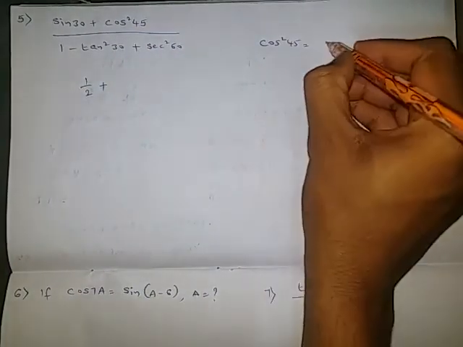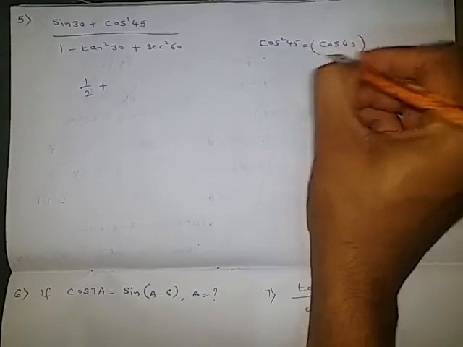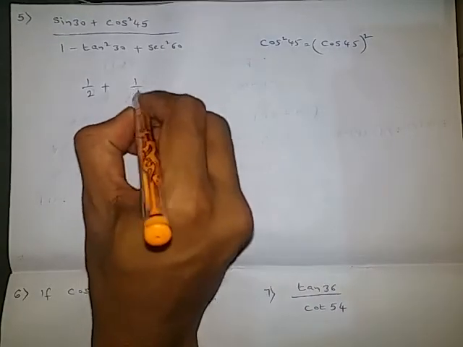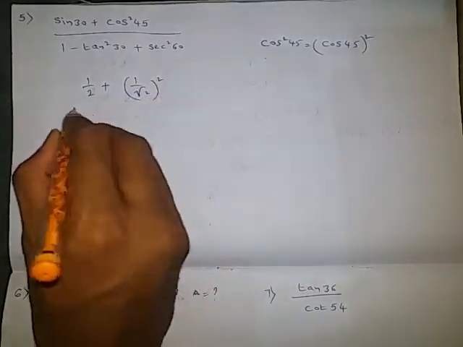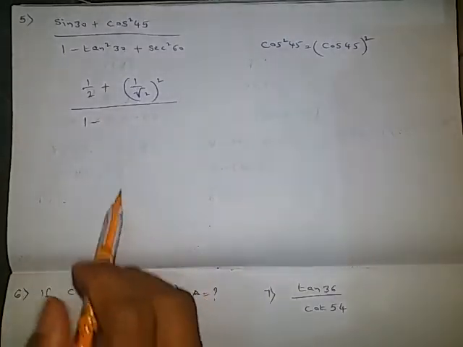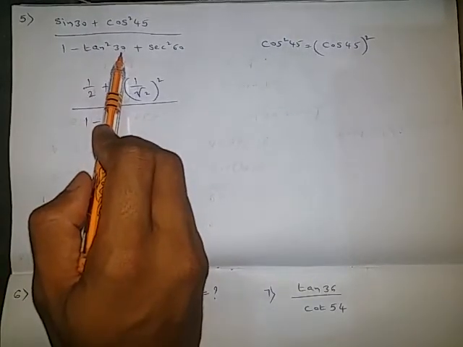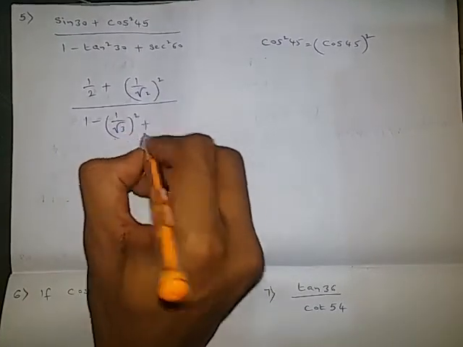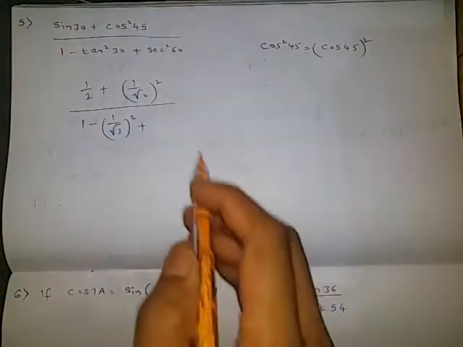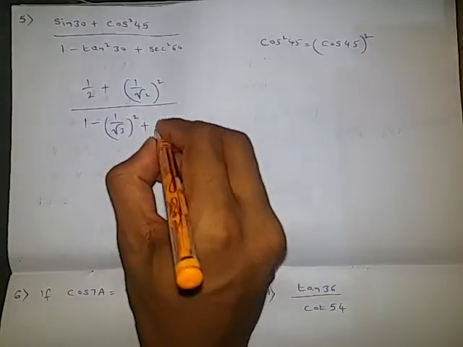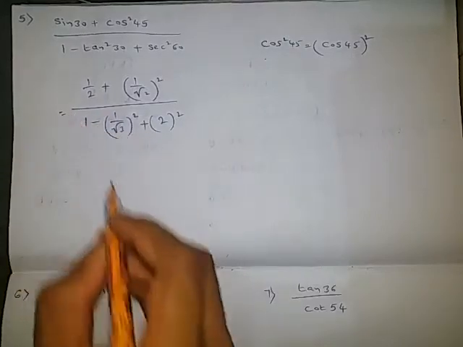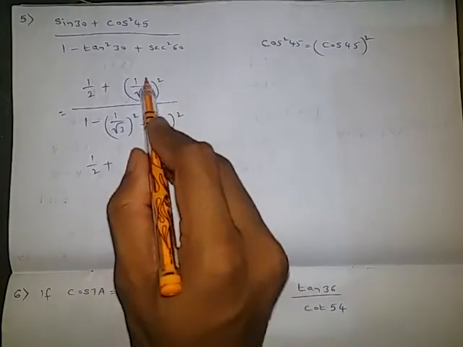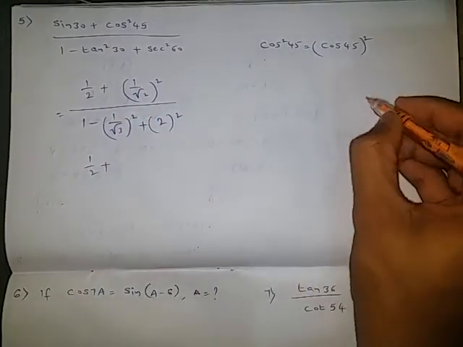Cos square 45 is nothing but cos 45 whole square. So cos 45 is 1 by root 2, whole square, whole divided by 1 minus tan square 30, which is nothing but tan 30 whole square. So tan 30 is 1 by root 3 whole square, plus here secant square 60 is nothing but secant 60 whole square. So secant 60 is 2. So 2 square, which is equal to, if I solve the numerator, 1 by 2 as it is plus 1 by root 2 whole square.